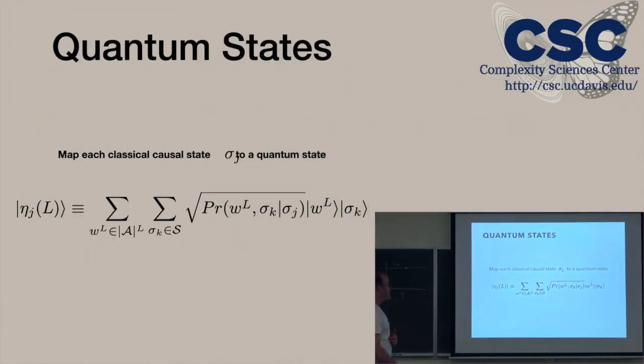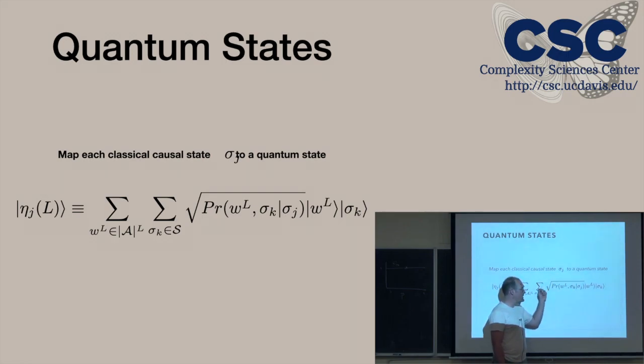So we propose this definition of quantum states that correspond to these classical states. I take each particular classical causal state, like A or B, and I make a new quantum thing, and I construct it like this. Let's take state A. I start in state A. I look at the probability of all words that can follow that state, and all of the causal states that are the result of following that word from that state.